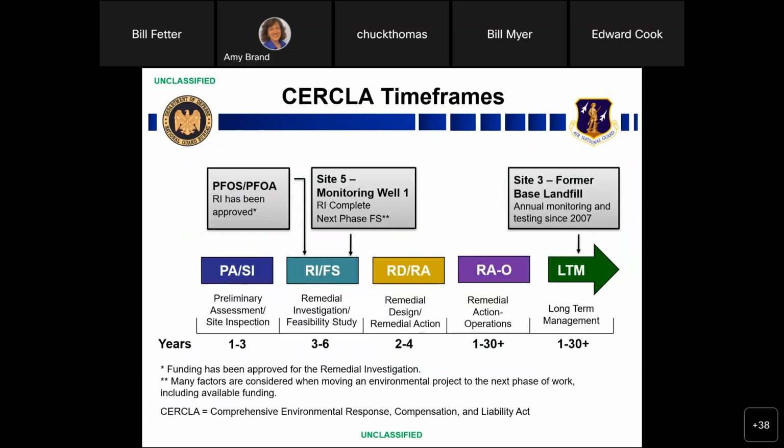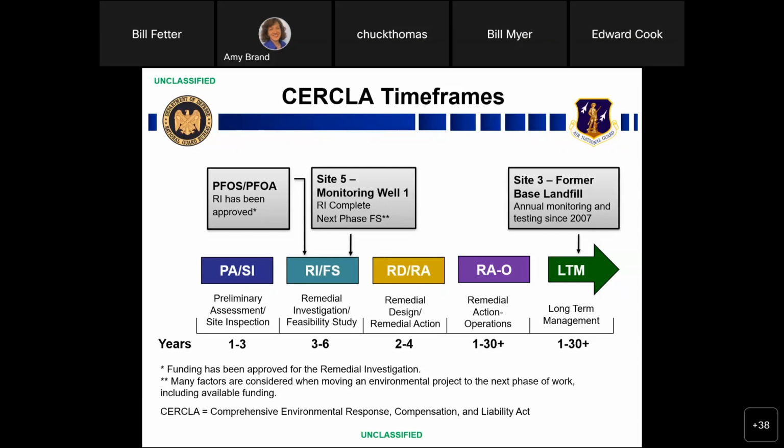Just a quick overview of the CERCLA timeframes and where we're at with some of the sites. Obviously, the PFOS RI, where we started the field work. There's also site 5, a pesticide site where we completed the RI, but our next phase, we have to do an FS. We're working with Justin Starr on that. And then site 3 is a former base landfill that's been on long-term monitoring and management, and every year we go out and do the sampling for that.